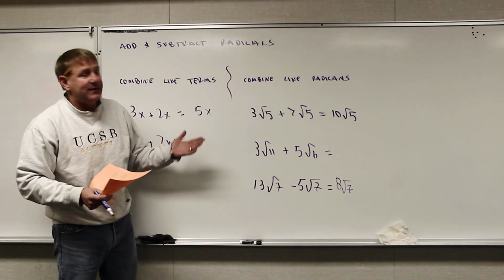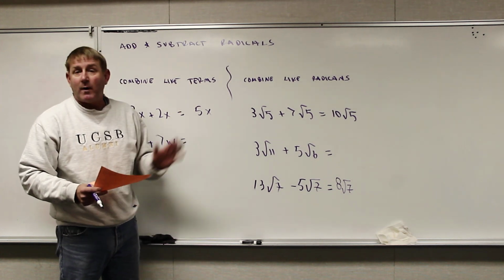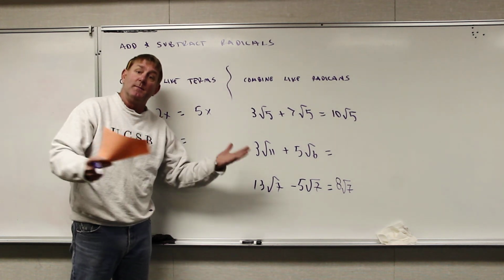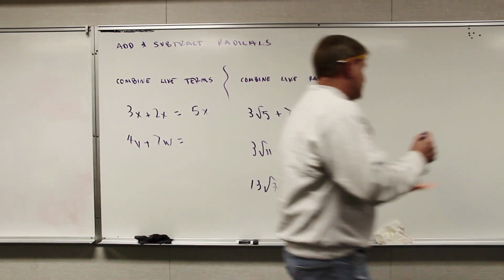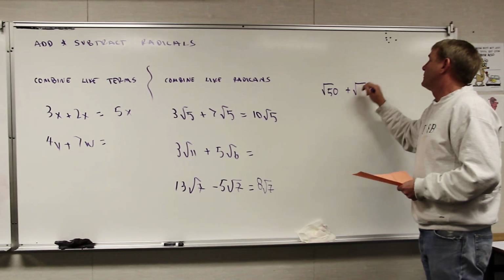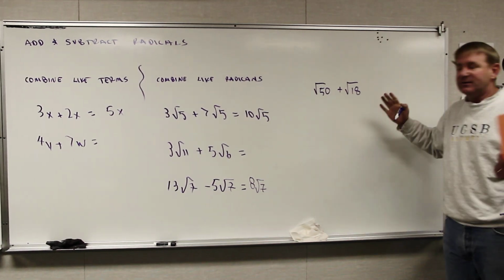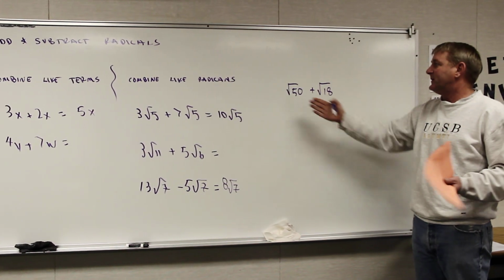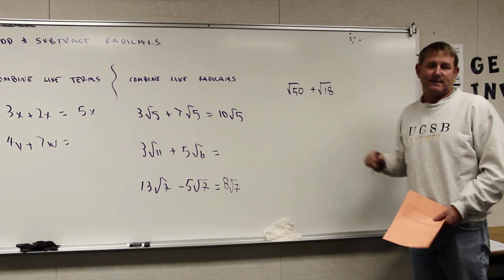Okay? The only other thing that they can do is require, we do this sometimes in math, we make you remember something from a few days ago. So you might get a problem that looks like this: the square root of 50 plus the square root of 18. And initially you'd look at that and say, well, I can't do anything because those are not like radicands.